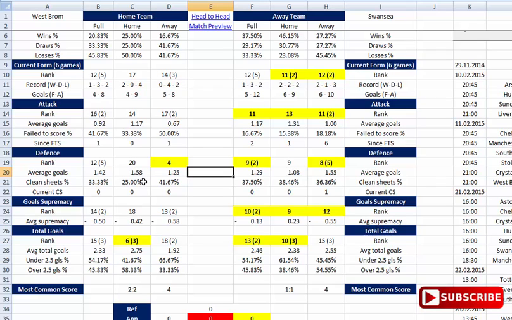Obviously this can change as the season goes on. And away, again, this is showing that away statistically they're better at keeping clean sheets than they are. So the current number of clean sheets in a row they've got, none.